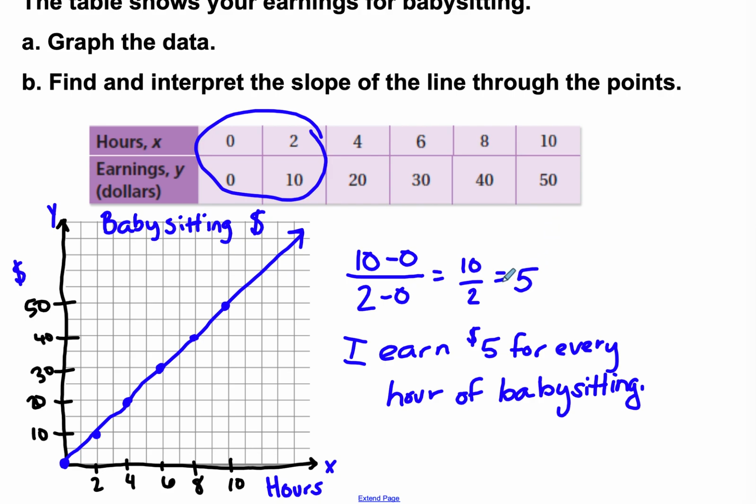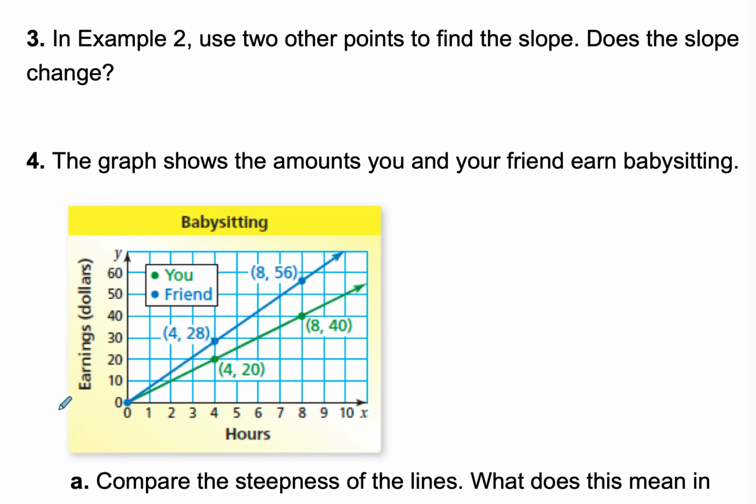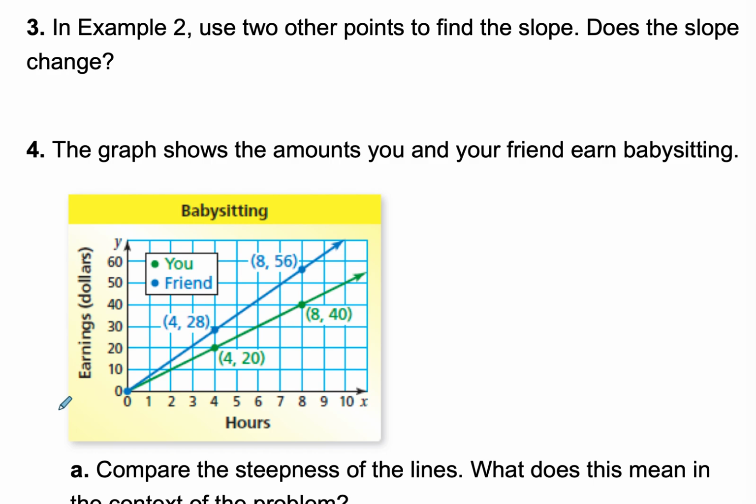So I've got my slope and I've got something that interprets it. And I've got a graph with labels, a title, evenly spaced numbers, and my points on my line. So that's all the things you need for this type of problem. All right, go ahead and pause the video and try these next two problems. All right, let's go ahead and check them.